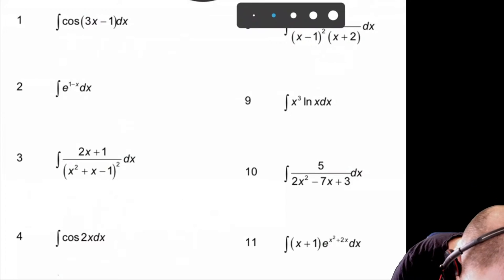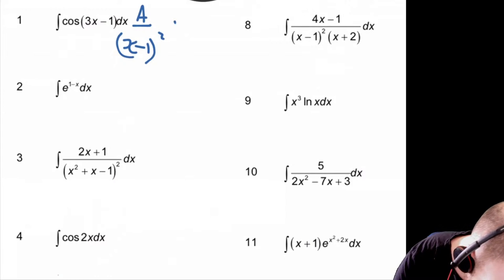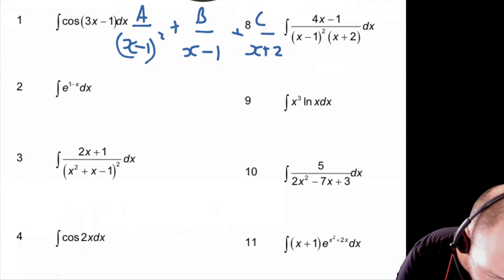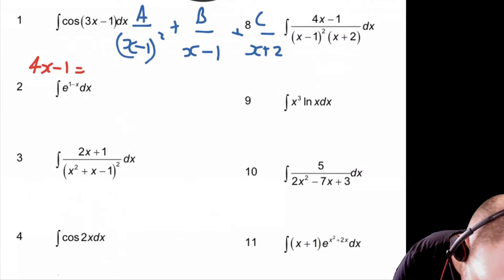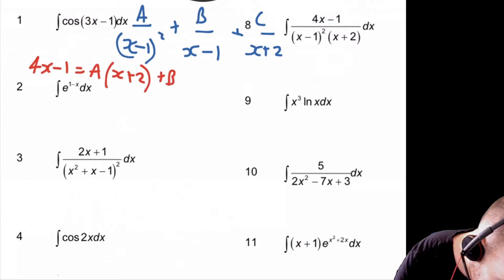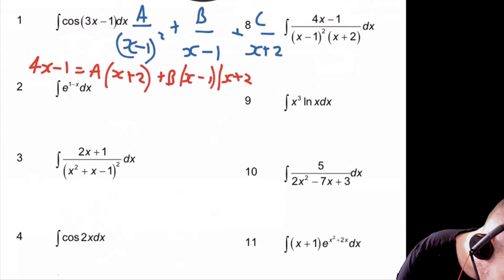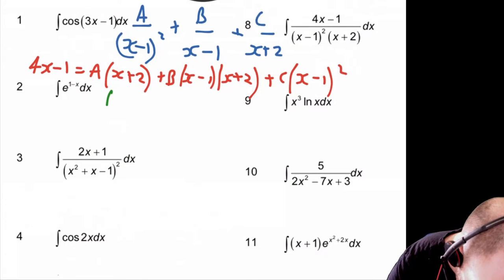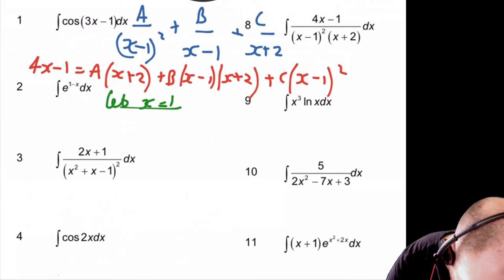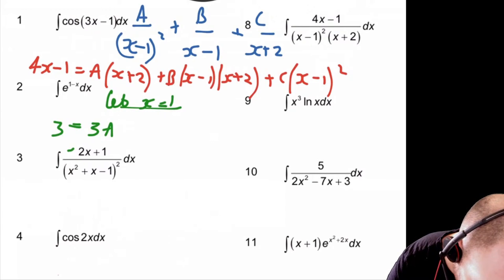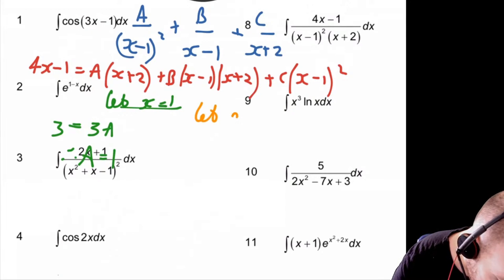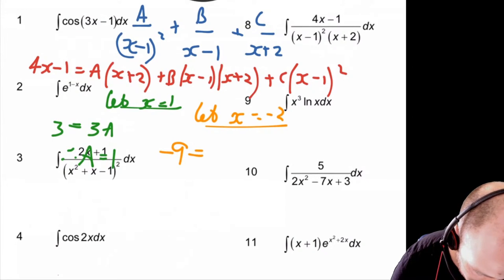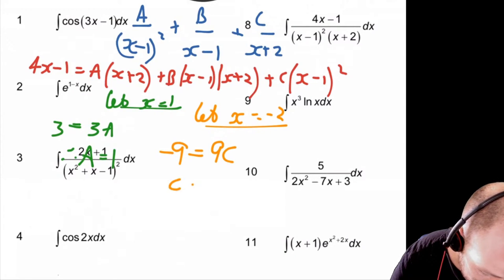So partial fractions, let's write it as a over x minus 1 squared. Because we've got repeated root, we need b over x minus 1 as well. Then c over x plus 2. So we'll multiply through and get 4x take 1 is a times x plus 2 plus b times x minus 1 times x plus 2 plus c times x minus 1 all squared. So if we let x equal 1, first of all, we're going to get 3 equals 3a, therefore a is 1. Then we can let x equal minus 2, which will give me minus 9 equals 9c, so therefore c is minus 1.